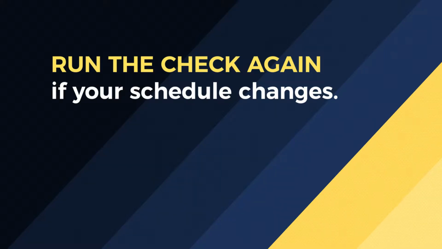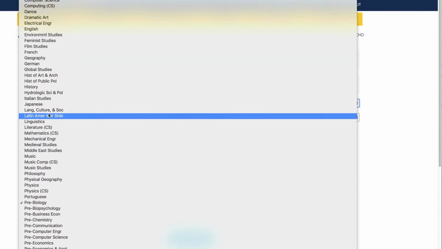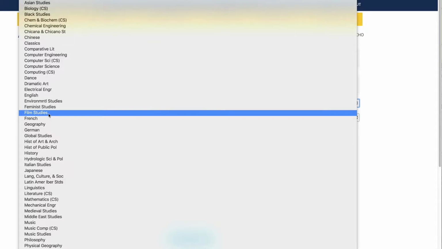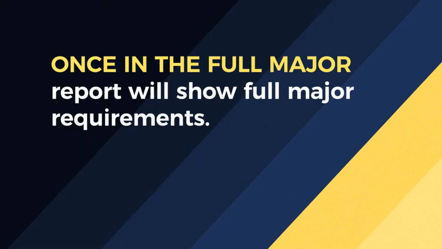The Major Progress Check will default to running a report of your current declared major, but you can also run a Major Progress Check for any other major as well. However, if the major has a pre-major, then you will only be able to run the audit to show the pre-major requirements. Once you move from the pre-major into the full major, then you will be able to run the Major Progress Check showing all the major requirements.